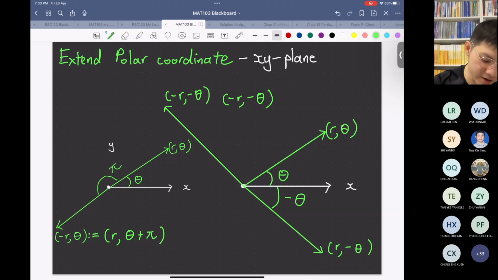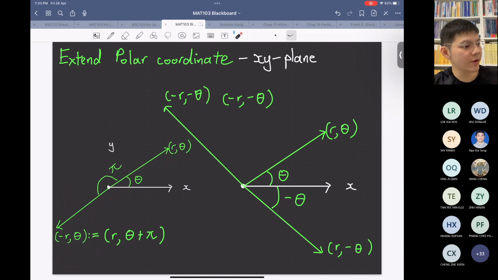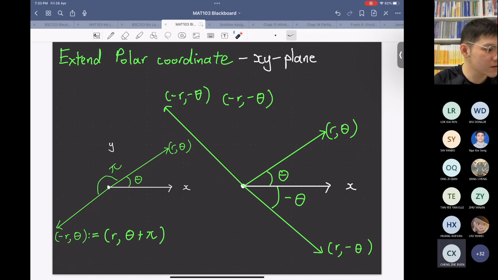So why do we prefer this? This means that this is the opposite of r theta. Okay, does it make sense? When we put a minus on r, it is the opposite of r theta. Make sense? Yes, super sense. Makes super sense.